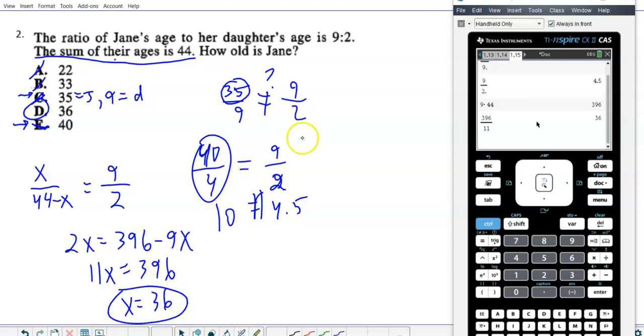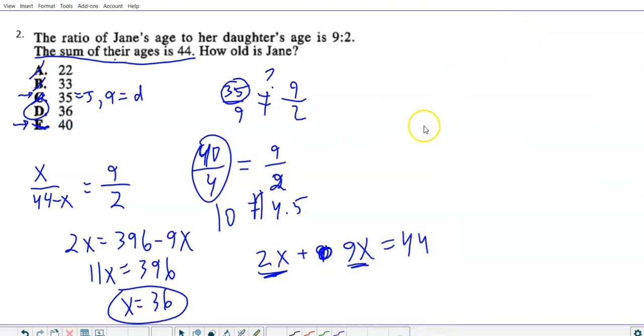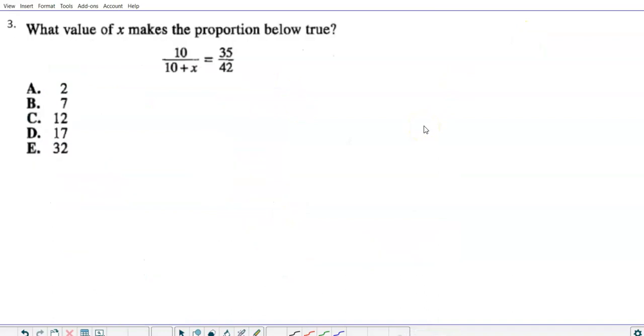And so that'd be one of the algebraic ways of doing it. Some people set up equations like 2x plus 9x equals 44. They'll find out what x is, plug it back in here to get Jane's age, plug it back in here to get the daughter's age. That would work as well. So there's lots of different ways of thinking about this one. Kind of interesting puzzle problem there for sure.